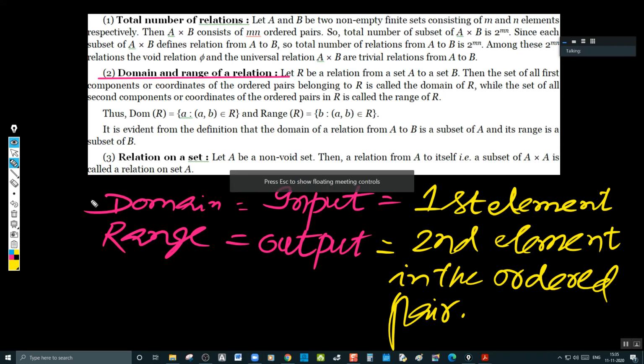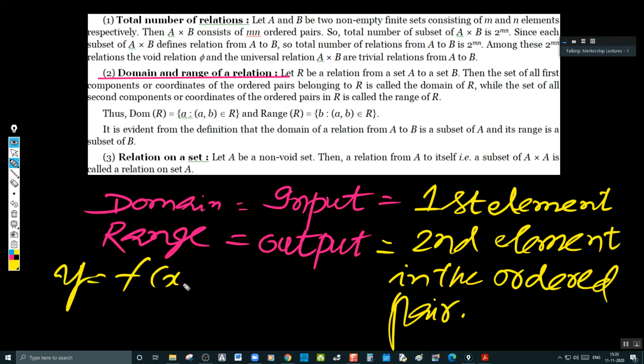So like that, most generally, the input is denoted by x. y is equal to f(x). So this is input, and this is output.